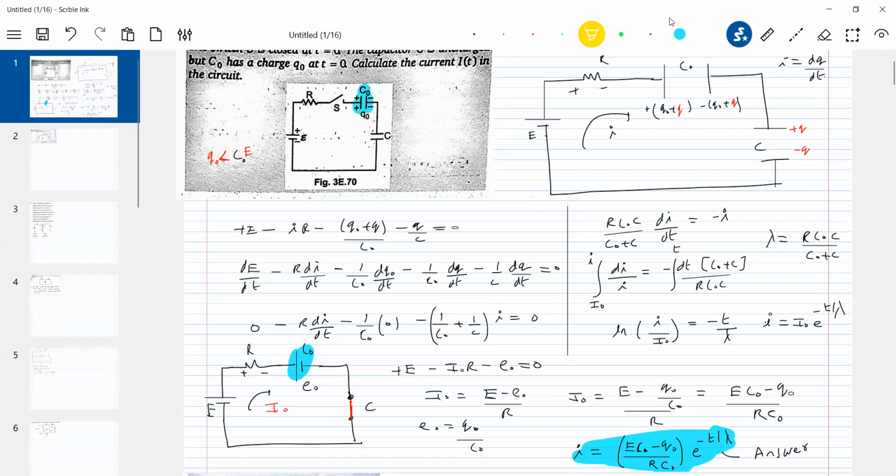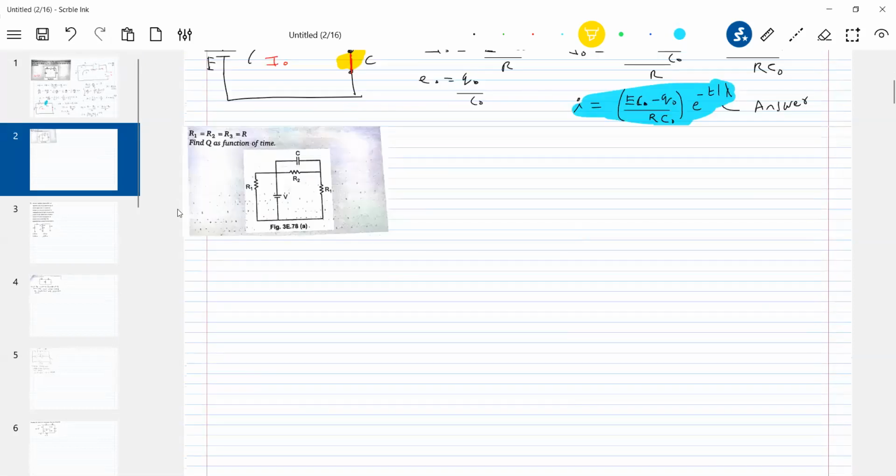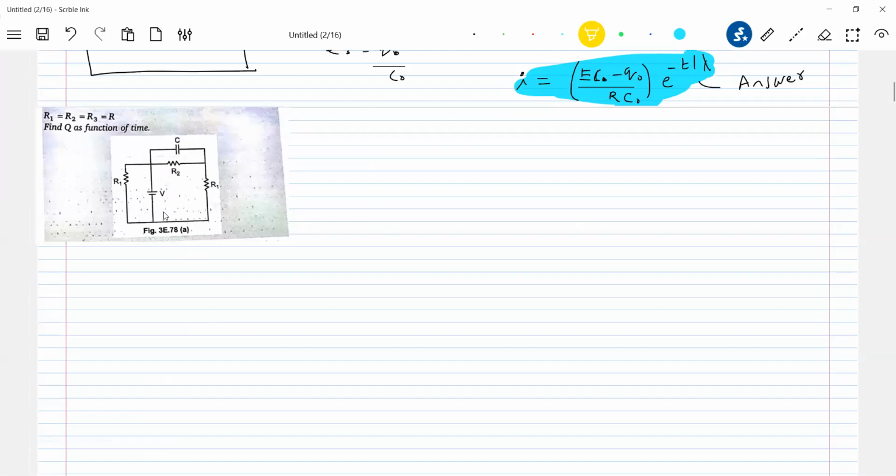Try to see this yellow color. This one is the equivalent circuit of the blue and yellow colors. This is very important. Okay, let's come to this. Here you have more than two loops, no? Then how to get Q as a function of time?